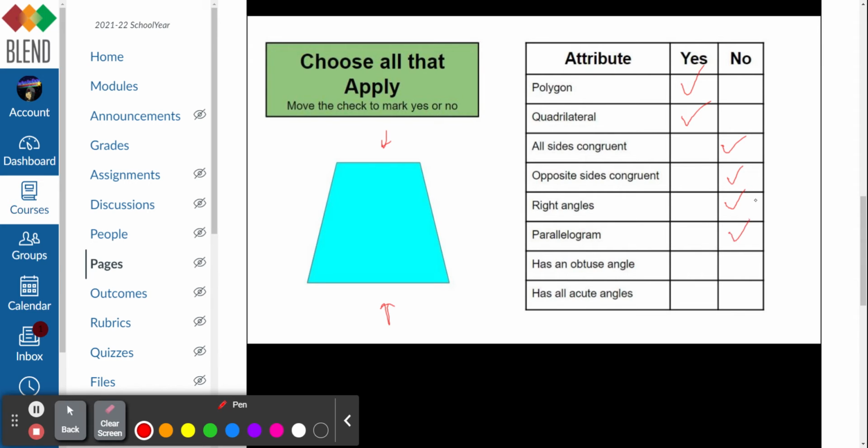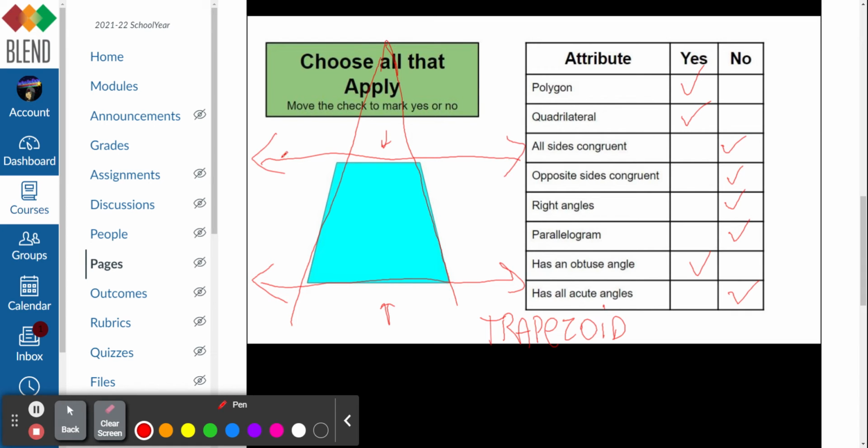Parallelogram, that's another no. If we followed these 2 lines on forever, they would actually, it traps into a triangle. So, does it have an obtuse angle? Yes, it has 2 obtuse angles. Does it have all acute angles? No. All right, so if it traps into a triangle, this is a quadrilateral called a trapezoid. Remember, a trapezoid is when your quadrilateral only has one set of parallel sides, 2 sides that go on forever and never touch.